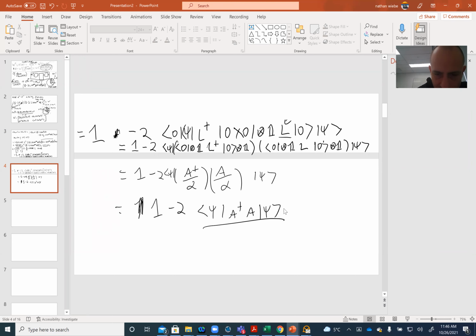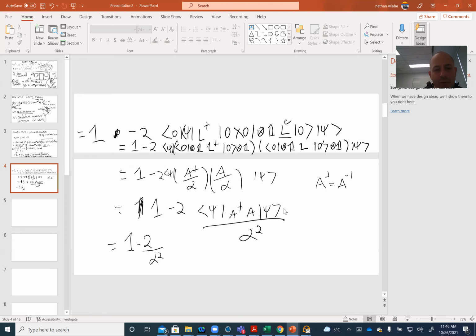So that is our expression that we end up getting in the end for the resulting state. Now, we assumed that A dagger equals A inverse. Therefore, under those circumstances, this is just 1 minus 2 divided by alpha squared.